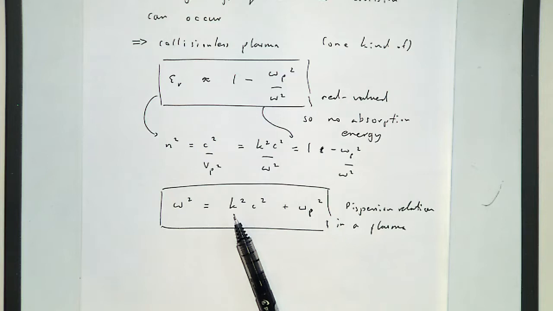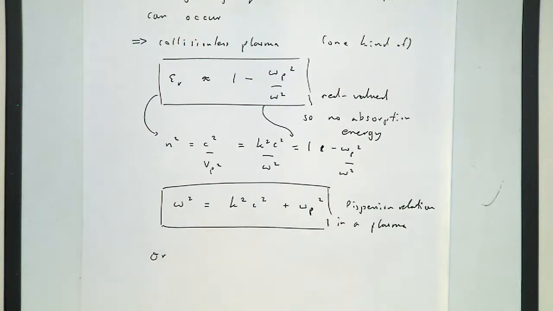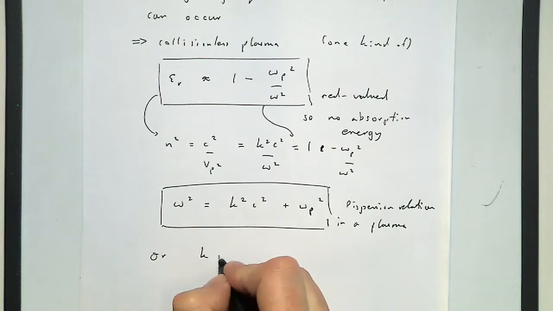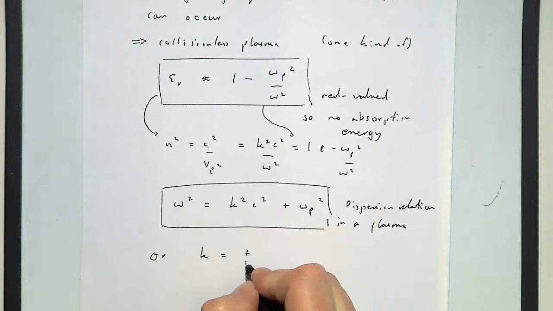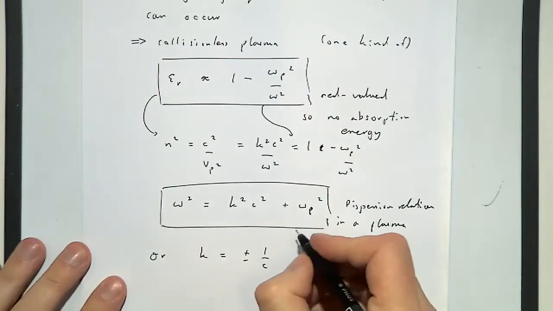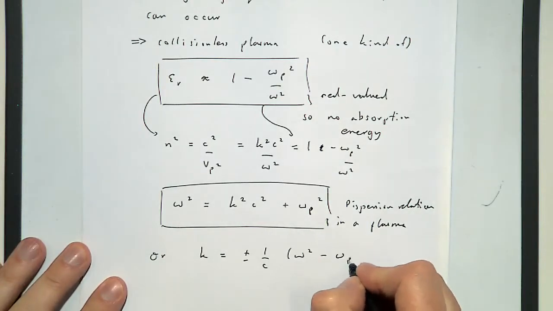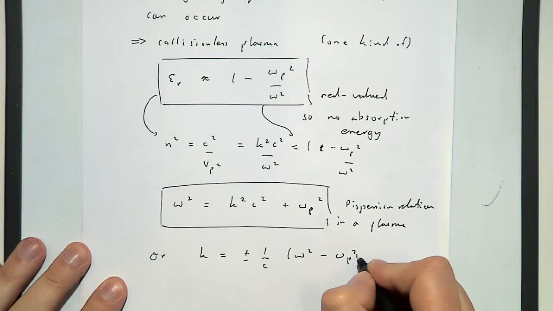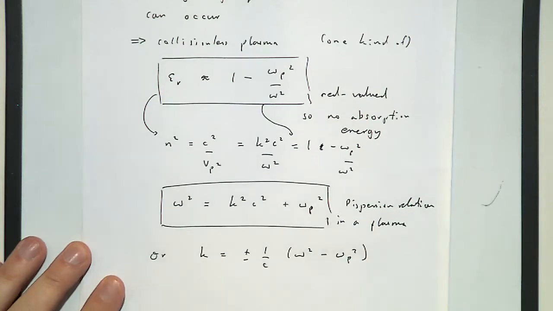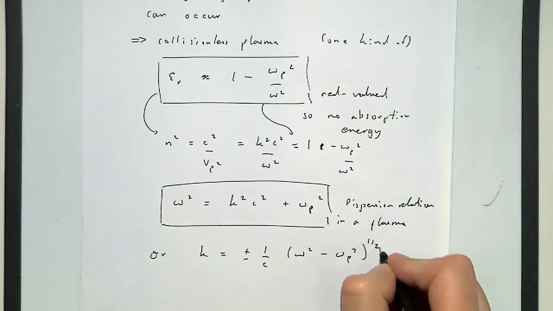Really we should write it down in another form. It's often written that way around, but we should really write it in this form: k equals plus or minus 1 over c, so obviously the waves can be going left or right, forwards or backwards, times the square root of omega squared, our driving frequency, minus omega p squared, which is the natural frequency that the electrons want to move at. Of course, there's a square root there.